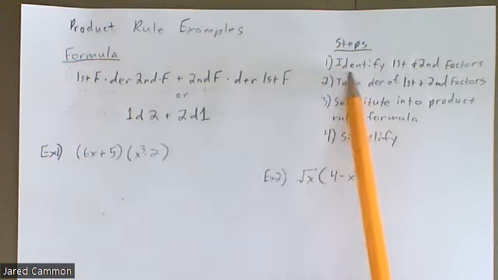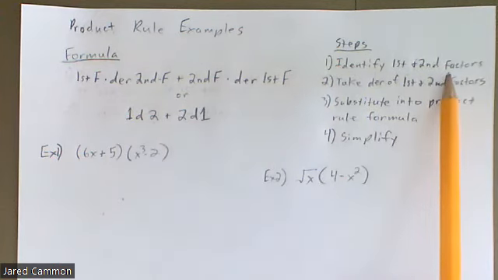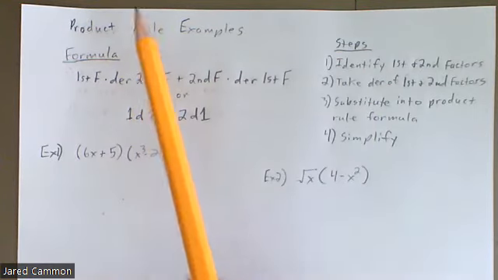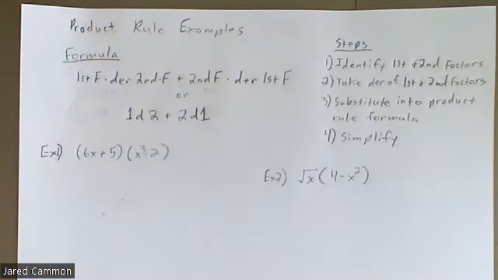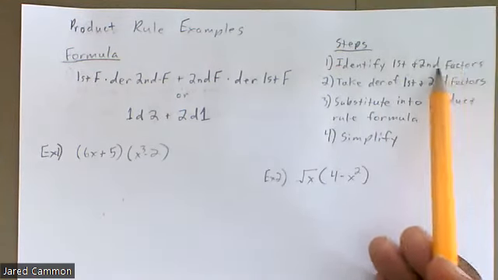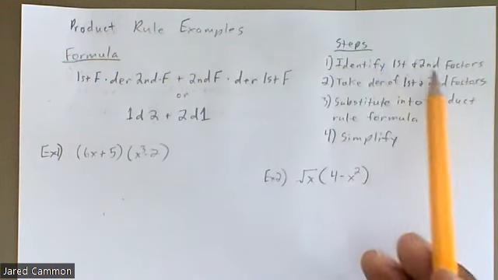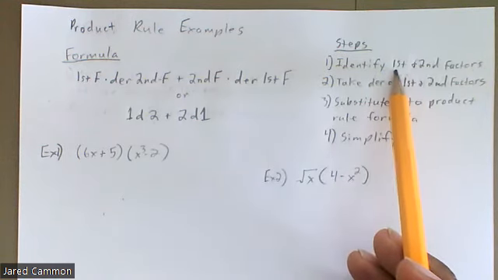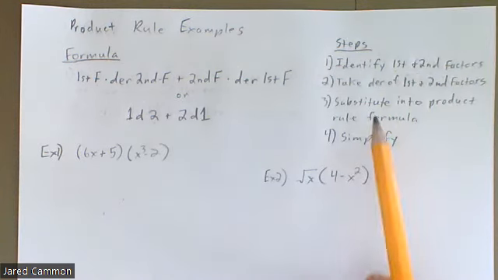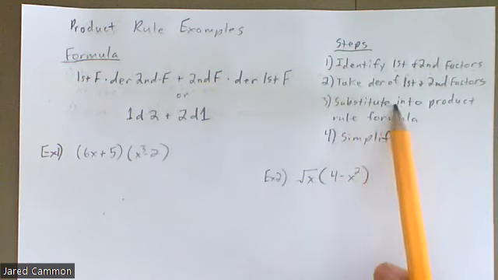The first step is to identify the first and second factors. Product rule is when you have an expression that's made up of two things that are being multiplied by each other. And we call those factors, okay? So you have to identify, hey, what are the two things being multiplied by each other? The first thing, that's the first factor, multiplied by the second thing, that's going to be the second factor, all right? Next, we substitute those two factors into the product rule formula, okay?